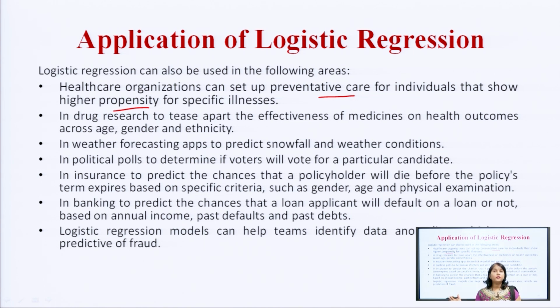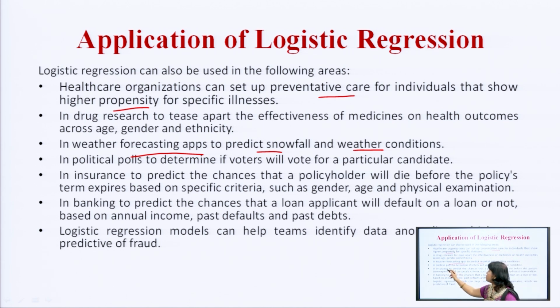In drug research, these aspects are part of measuring the effectiveness of medicines on health outcomes across age, gender and ethnicity. You will see all the details. And in weather forecasting apps, you can predict snowfall and weather conditions also. So on the basis of logistic regression, these are other areas where you will apply it.